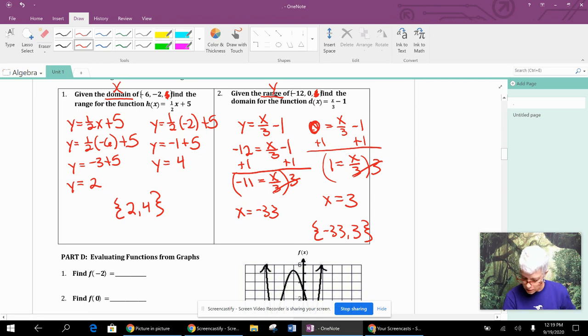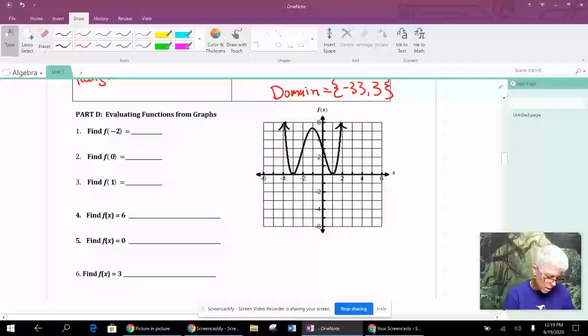Let's look at the next one. We can go ahead and call this the range and this the domain. Okay, last one, last section.